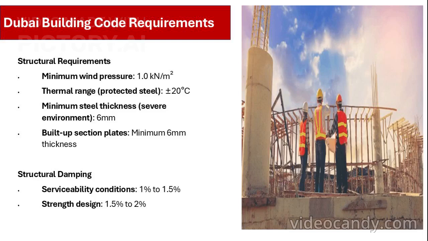In severe environmental conditions, the minimum thickness of steel sections must be at least 6 mm, including for plates used in built-up sections. Regarding dynamic behavior, structural damping should be taken as 1% to 1.5% under serviceability conditions, and 1.5% to 2% during strength design. These values are essential to meet code compliance and are often included in exam questions.